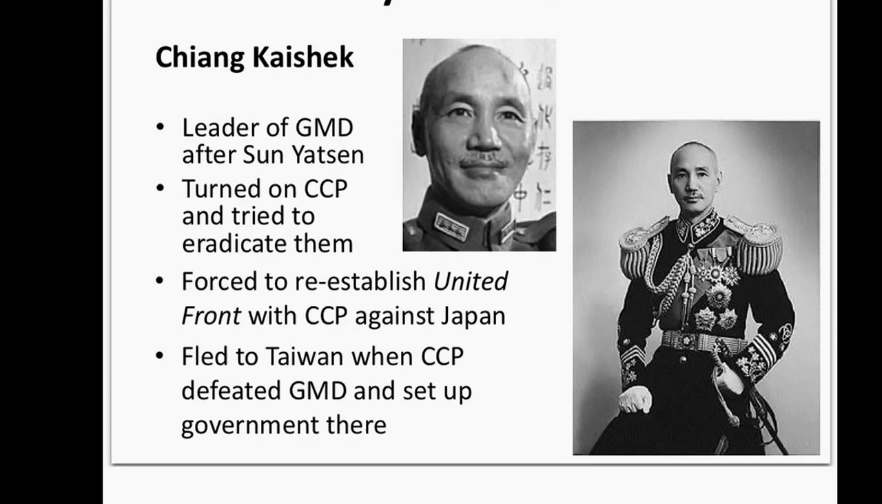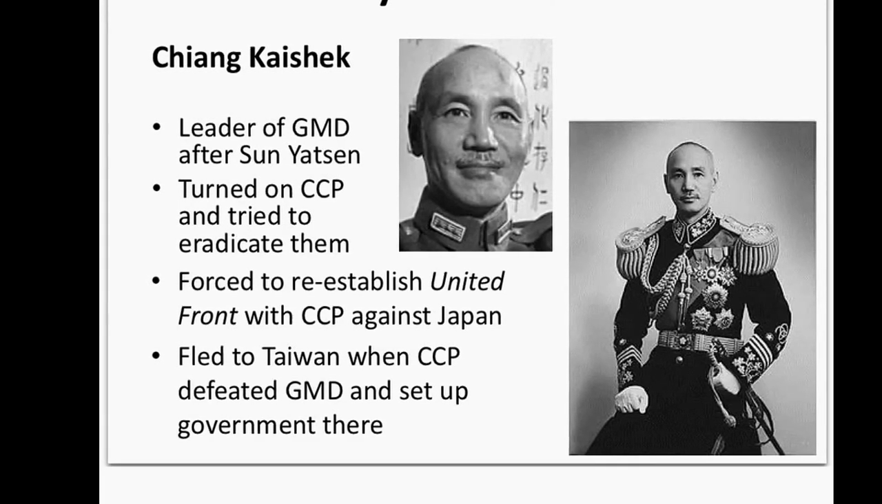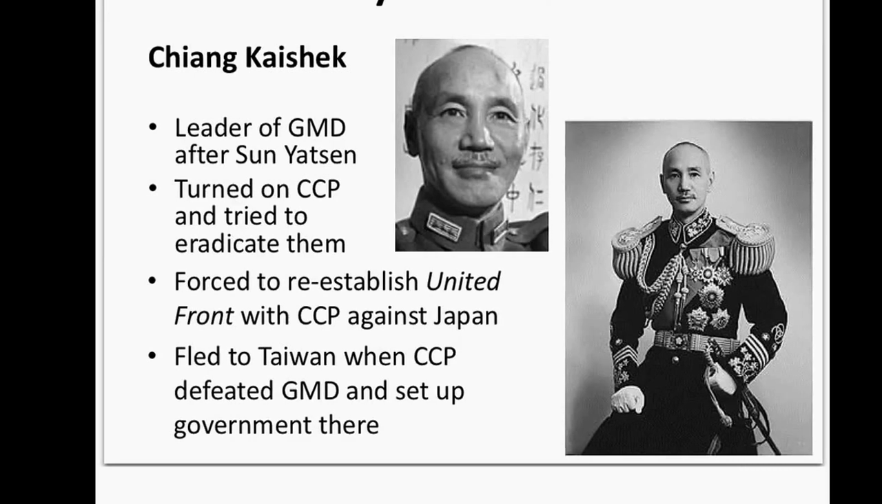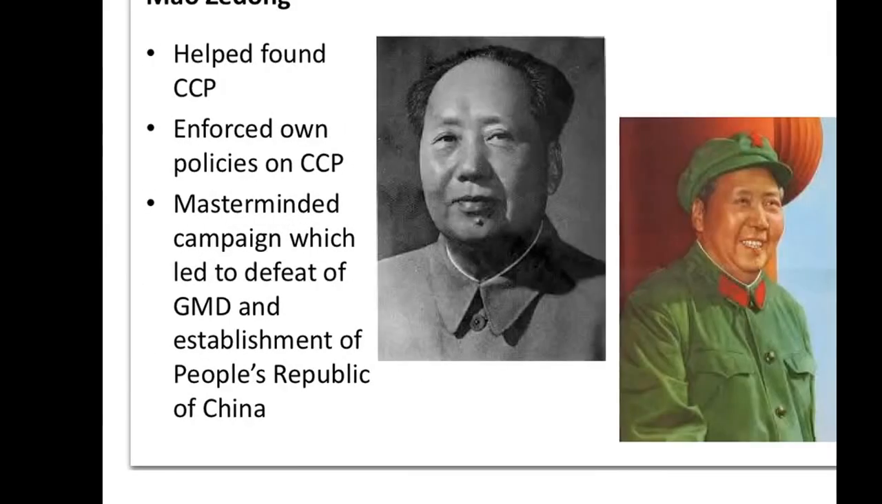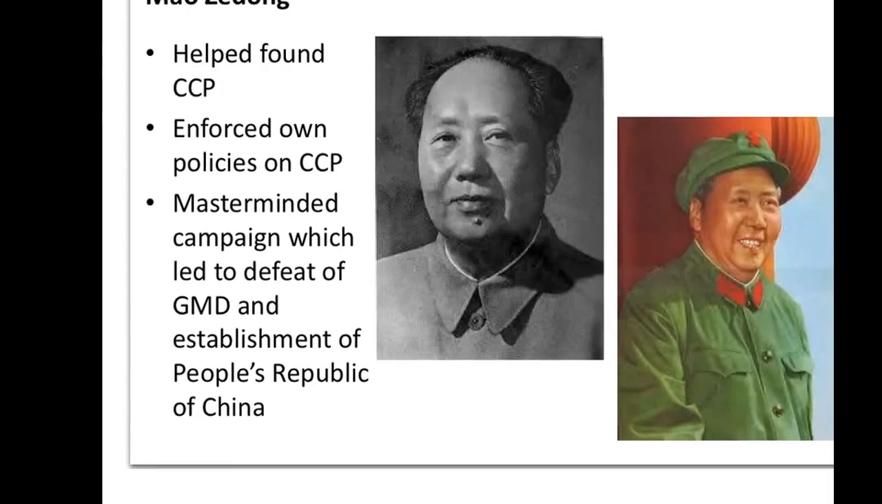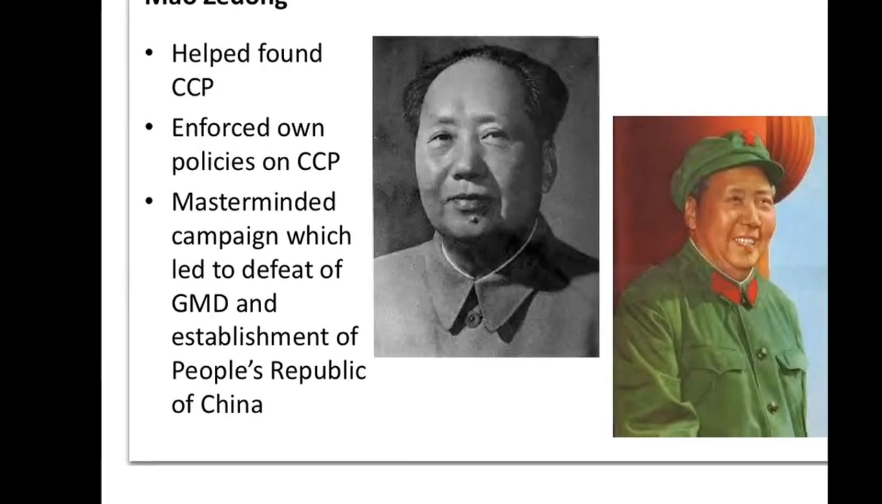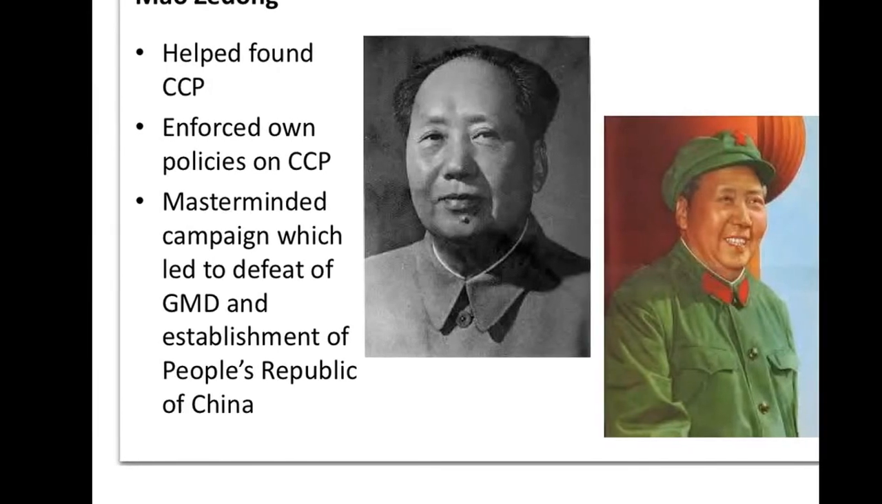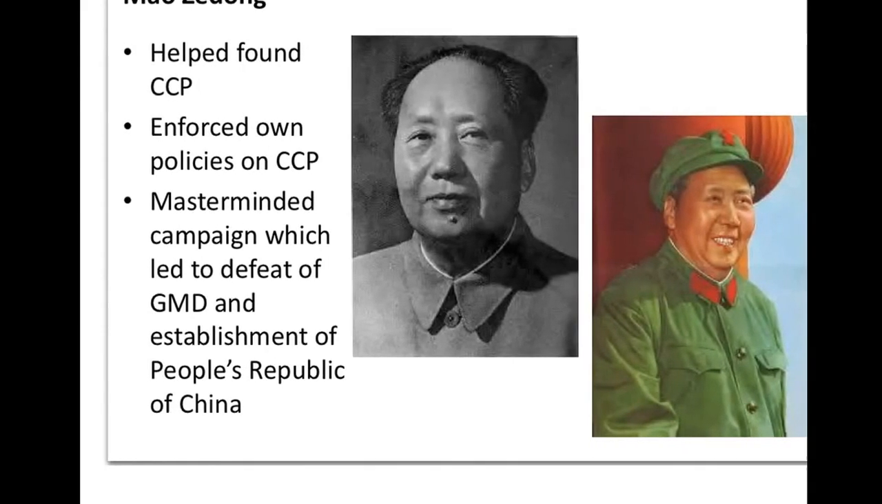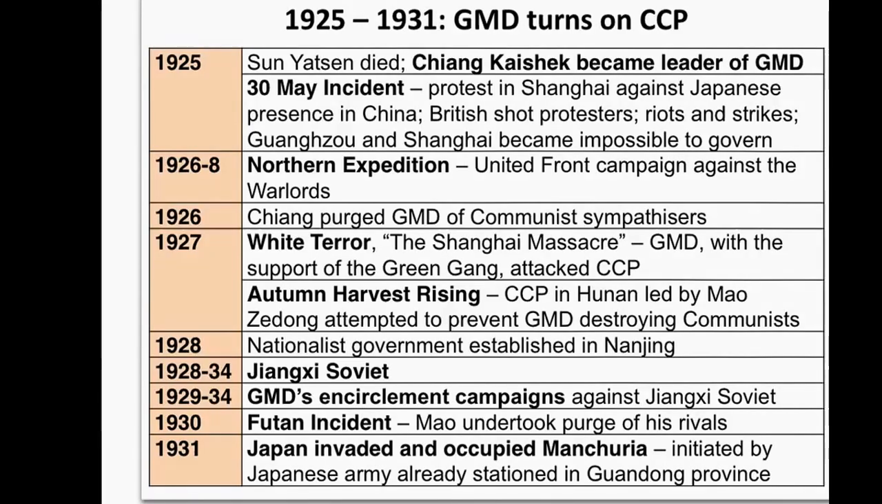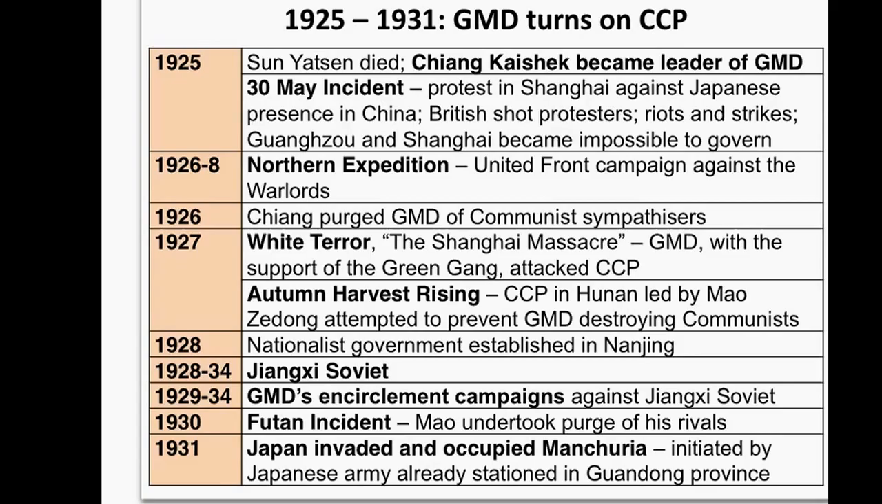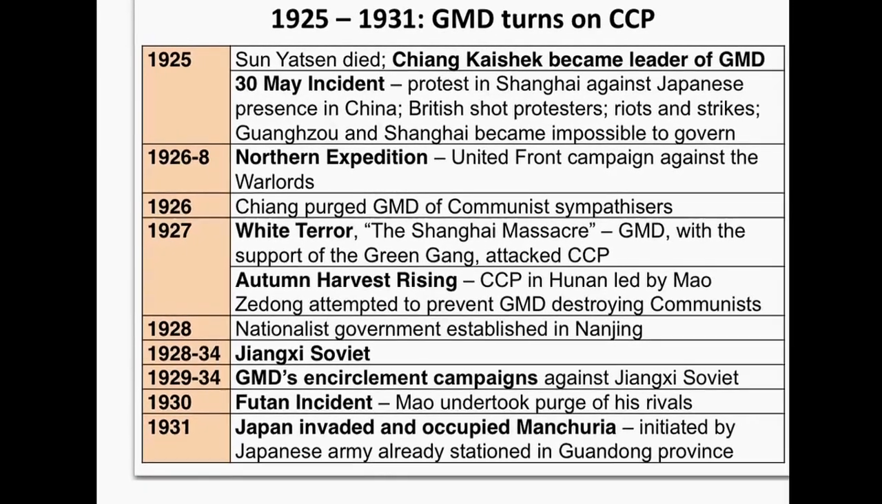Chiang Kai-shek always saw the Chinese communists as the main threat and was even willing to tolerate Japanese victories if it furthered the destruction of the Communist Party. Mao Zedong helped to found the Chinese Communist Party and was ruthless in enforcing his own position and policies on the communists. He masterminded the campaign which led to the eventual defeat of the Kuomintang and the establishment of the People's Republic of China. Going back to our timeline of events, for a time the GMD and CCP worked well together as the United Front.